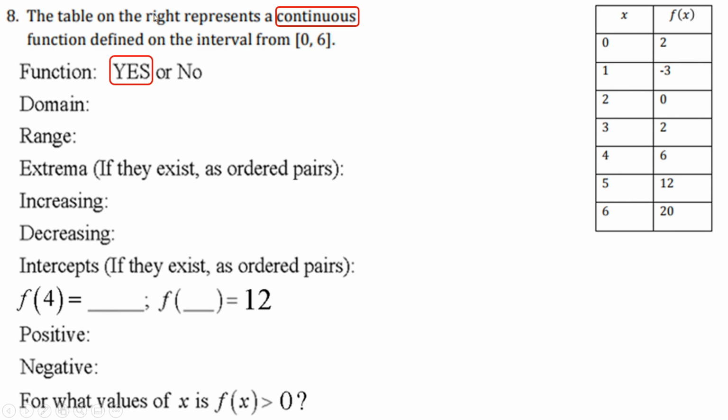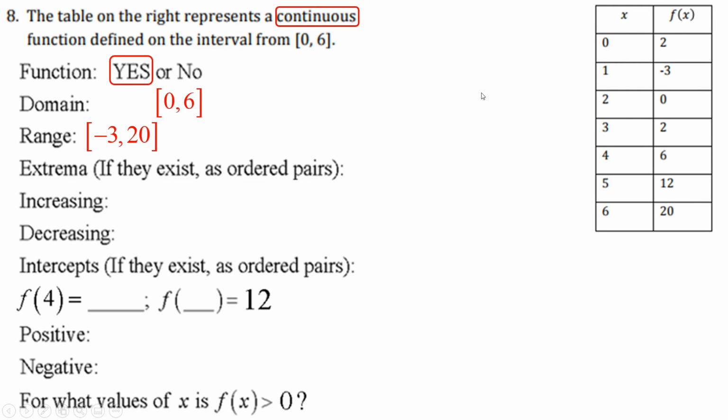Now, what's the domain? Well, they already gave me the domain right here. It's the closed interval from 0 to 6. My minimum x value is 0. And my maximum x value is 6. So that's the closed interval from 0 to 6, 0 to 6 and everything in between. Now what's the range? Well, we're going to go from our minimum y value to our maximum y value. So it looks like the minimum y value here is -3. Yep. And what's the maximum y value? 20. So the range is y in the closed interval from -3 to 20.